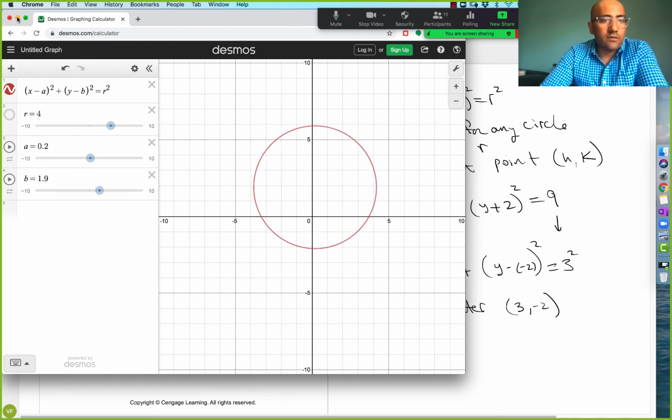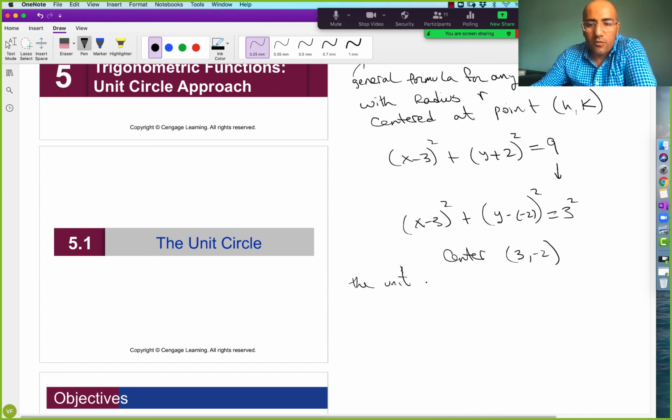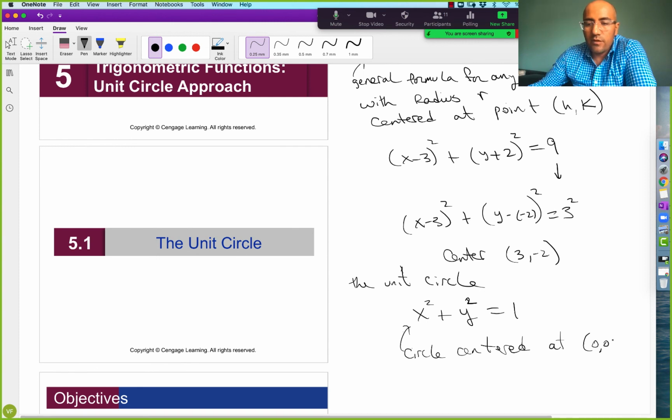Okay, so that's circles. But in particular, the unit circle is when the radius equals 1. So now going back to this, the unit circle has the formula x squared plus y squared equals 1. So this is a circle centered at the origin, 0, 0, of our Cartesian coordinate system, with radius 1.